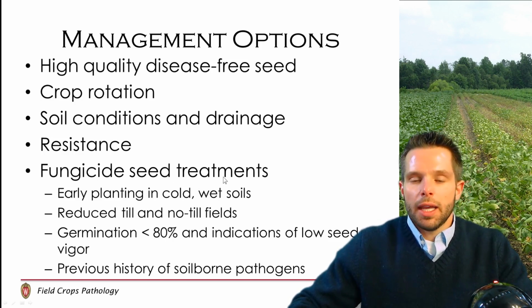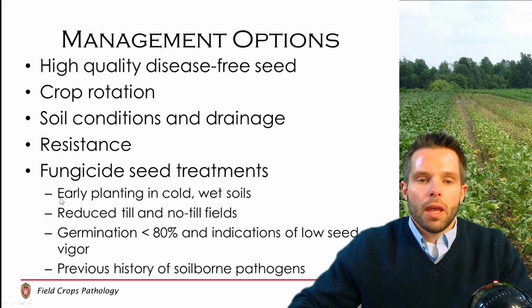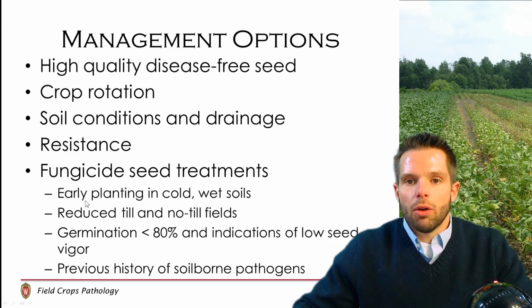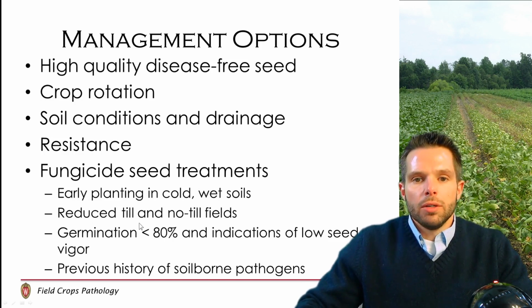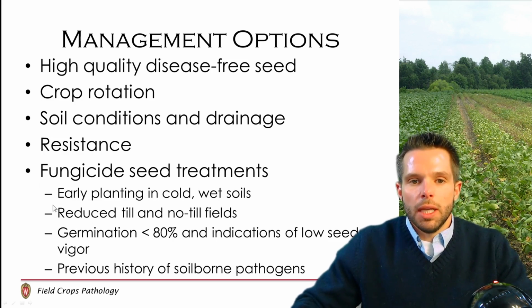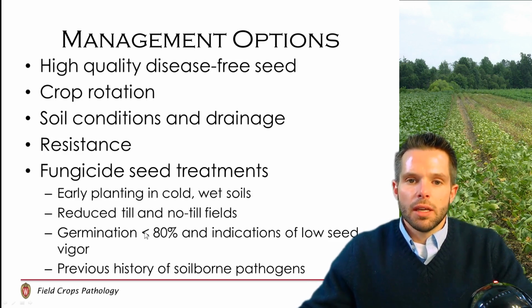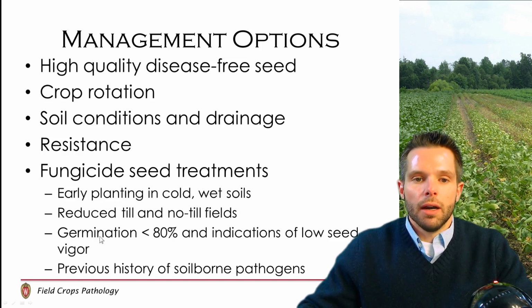Fungicide seed treatments can be useful on soybean for managing this disease, because a lot of times we may be forced to plant early or into cold and wet soils, which can predispose those plants to damage. Reduced till and no-till fields can also be more conducive for this particular disease. We may also want to use seed treatments if our germination is low, okay, because that indicates that we have some low seed vigor there.